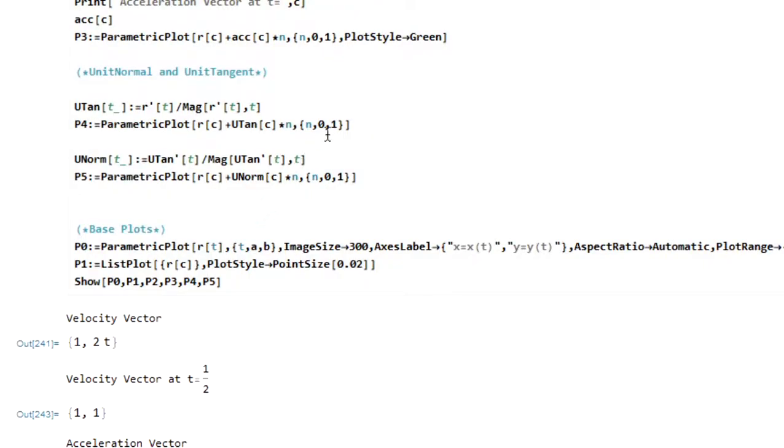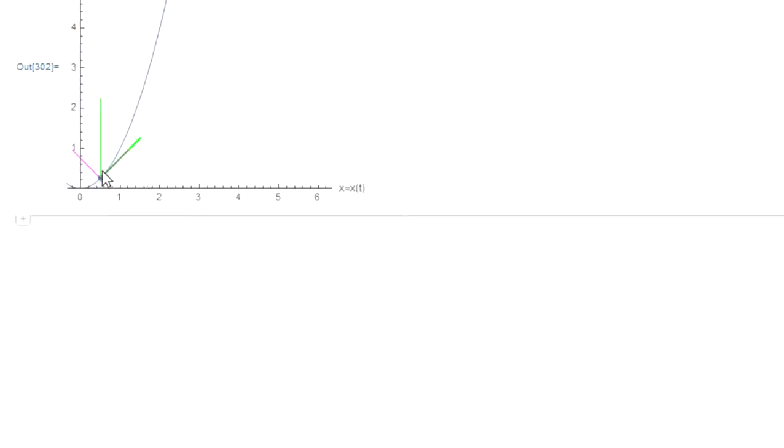Right? And in fact, to maybe make those two stand out, we might add some color to that. Plot style. Let's go with magenta. Let's add that to this plot style right here. All right.